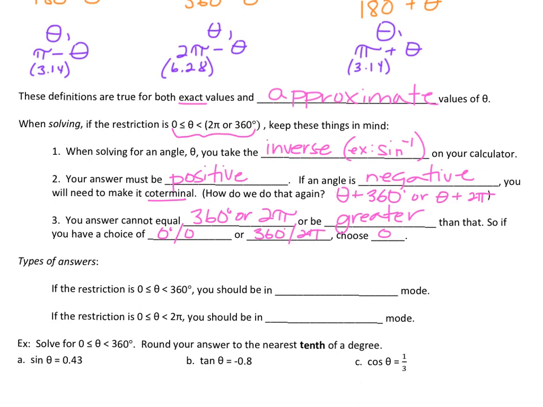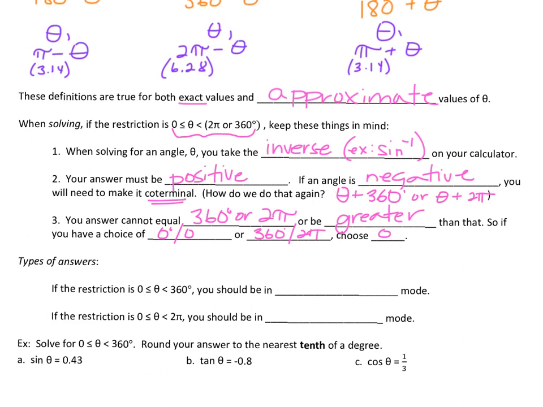If you do get a negative answer, you're going to want to make it coterminal. How do we do that? Well, this is a rule back from chapter 6 at the beginning of the semester. If your angle's negative, you're going to want to add 360 or add 2 pi to it to make it a positive coterminal solution. And then last but not least, sometimes your answers might be bigger than 360 or bigger than 2 pi, and we can't have those either. Therefore, if your boundary location is either 0 or 360, choose 0. And in radians, if it's 0 or 2 pi, choose 0 again.